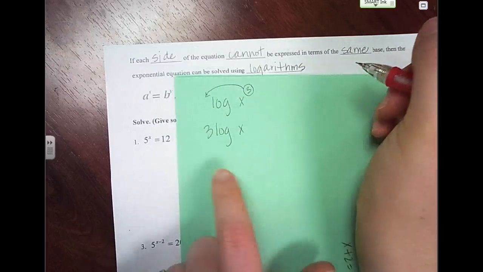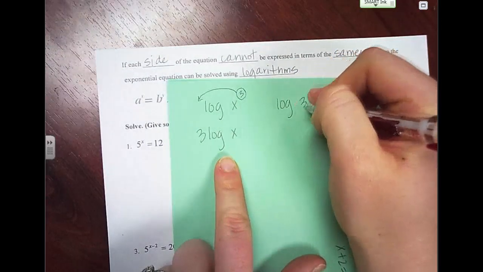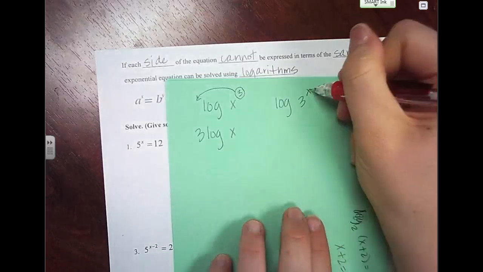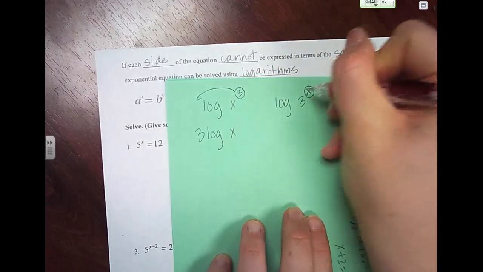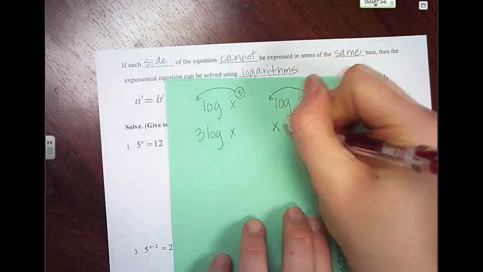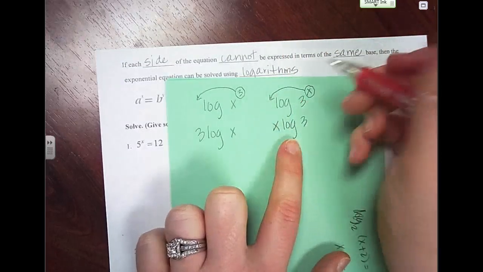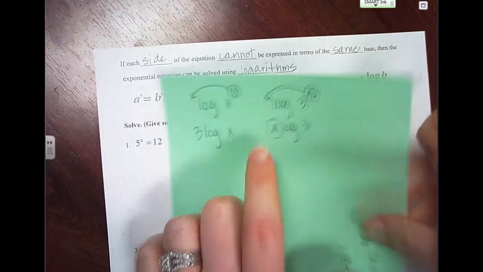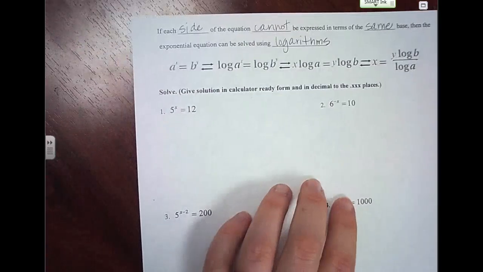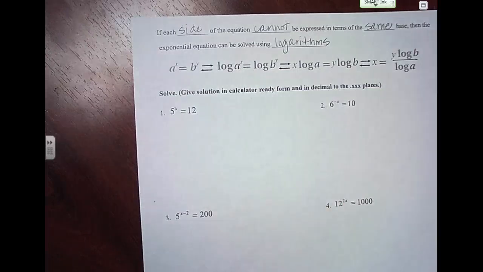So what's going to happen now is instead of log x cubed, we're going to have something like log 3 to the x. And I need to get this x out of the exponent. So in order to do that, I'm going to move the x in front, and now I have x times log 3. So this is going to give us the ability to solve for x. So on number 1, we have 5 to what power equals 12.